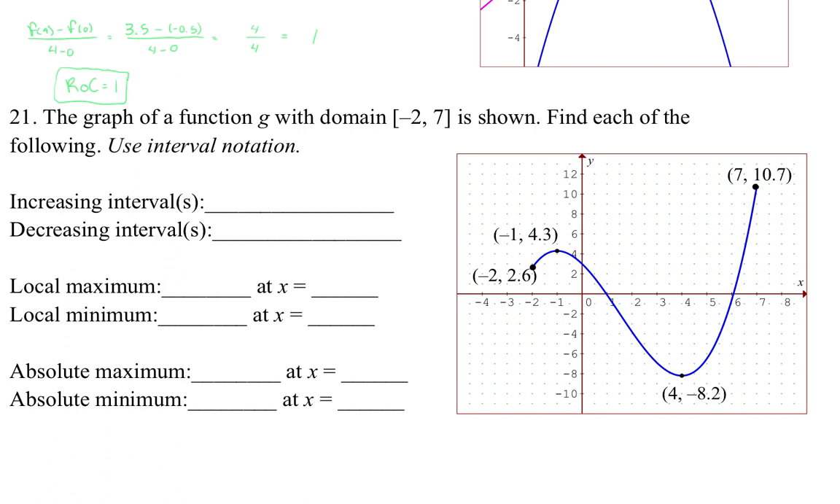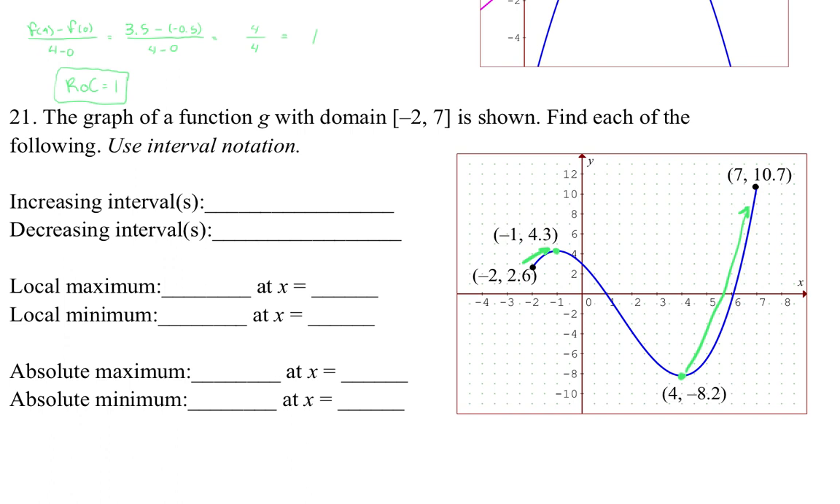Okay, so next for question 21, we're looking at this graph. We want to look at the function g with domain from negative 2 to 7. We're going to find each of the following using interval notation. So if we're looking at increasing intervals, we're going to want to point out the local maximum and the local minimum, negative 1 and 4. So we can tell we're increasing from here to here, and then from here to here.